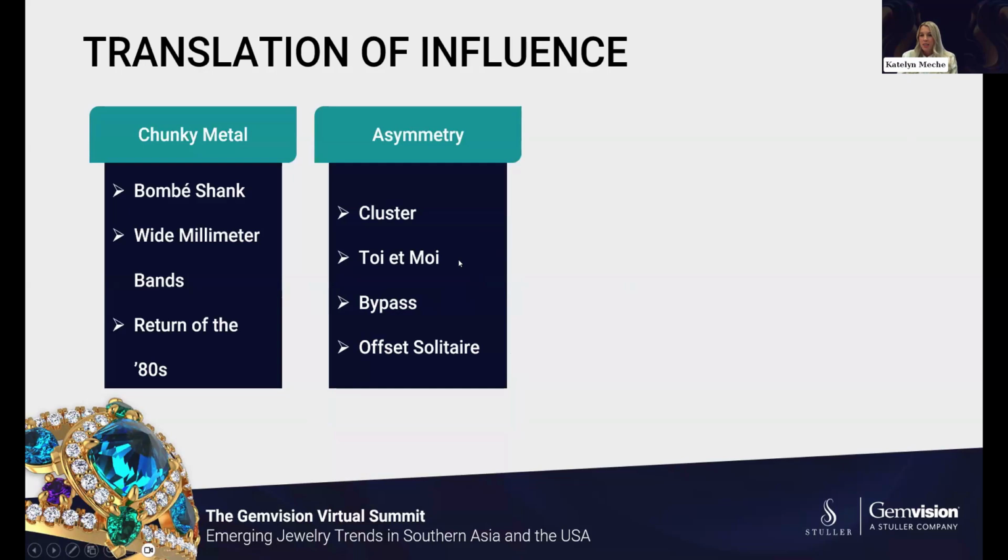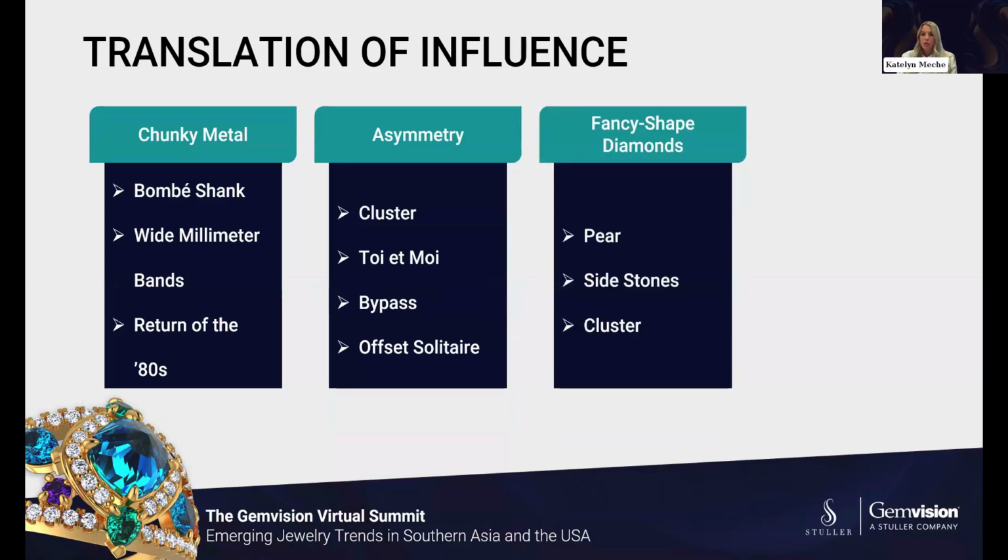So we translate that bypass, and that snake style is not so literal within bridal, but it still has tons of translations from cluster styles to two-stone styles, bypass, as well as this offset solitaire that we've seen grow more and more as time goes. And then, of course, fancy shaped diamonds. The American market has been heavily trend influenced by lab-grown diamonds, which has let us take looks to bigger and bigger styles. So we've definitely seen fancy shaped diamonds surge with that, from pear shapes, a lot of other fancy shaped side stones, as well as clusters there.